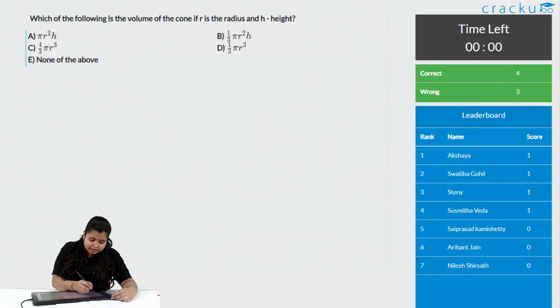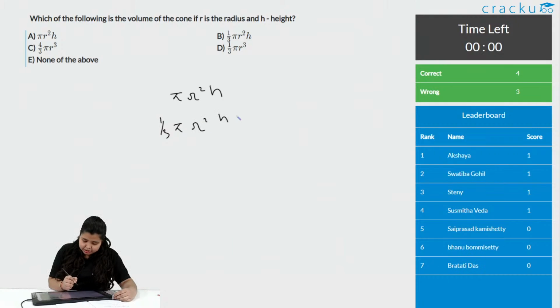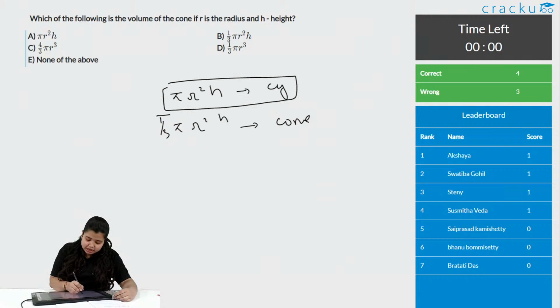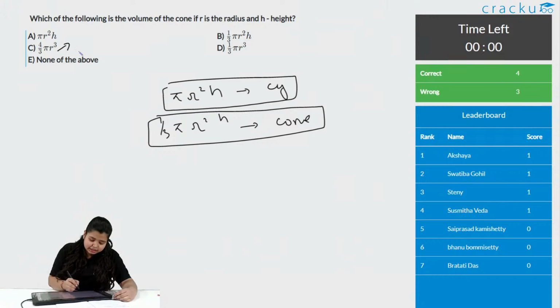Now let me write this. Generally, we have confusion between pi r square h and 1 by 3 pi r square h. Remember, pi r square h is the volume of a cylinder and 1 by 3 pi r square h is the volume of a cone. And 4 by 3 pi r cube is the volume of a sphere.